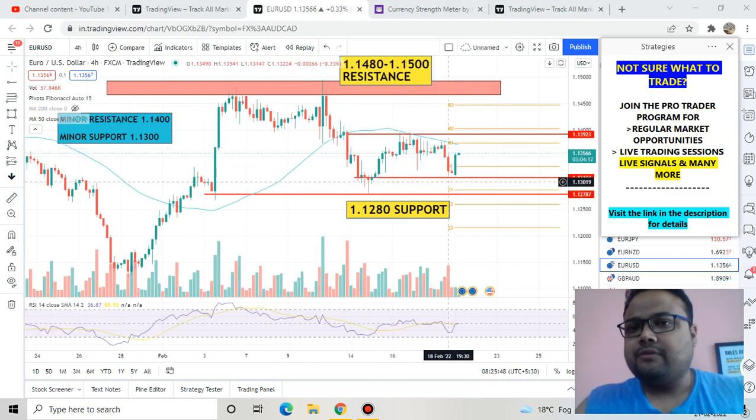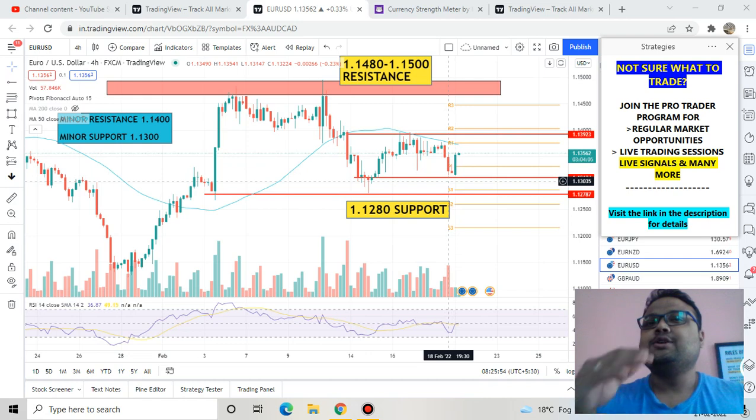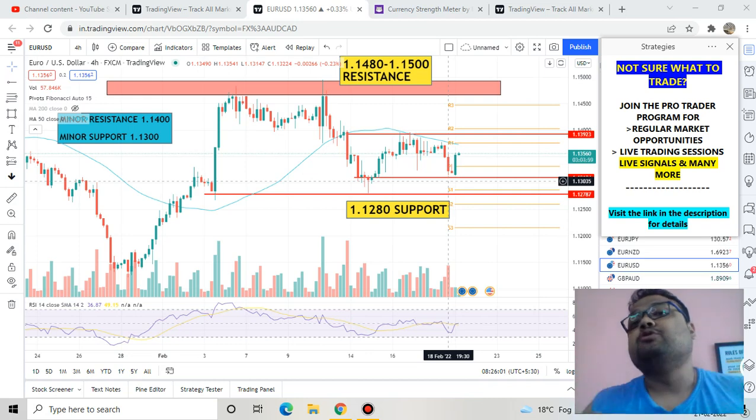After the market opening, the market has bounced from the temporary, minor support of the 1.1300 level. So it gives us the confirmation that next time when the market comes down here, we can expect a bounce again. So this is a buy level for us.